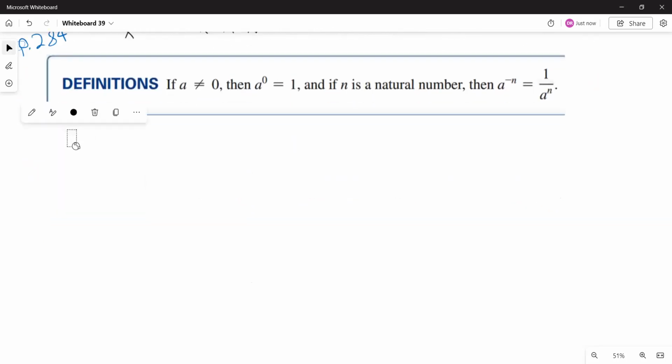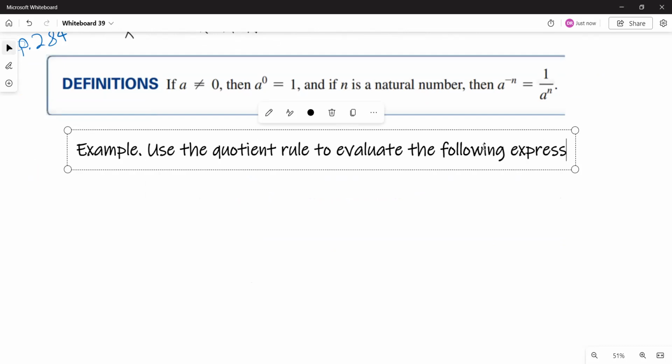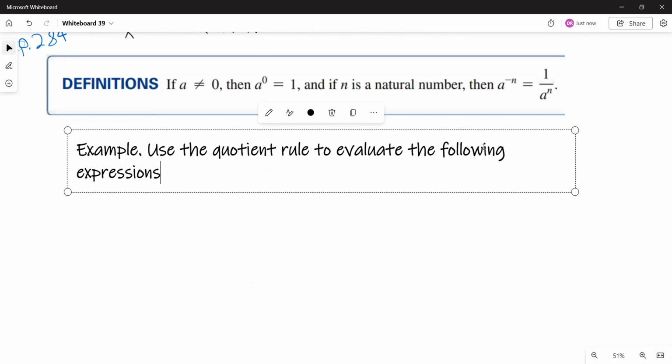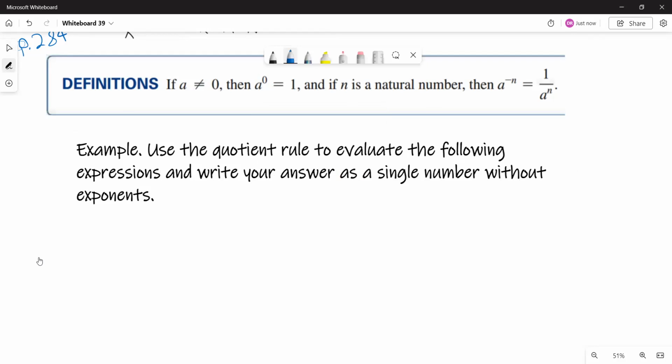So more examples with the quotient rule. Using the quotient rule, evaluate the following expressions, and write your answer as a single number, without exponents. A: 3 to the 8 over 3 to the 5th.